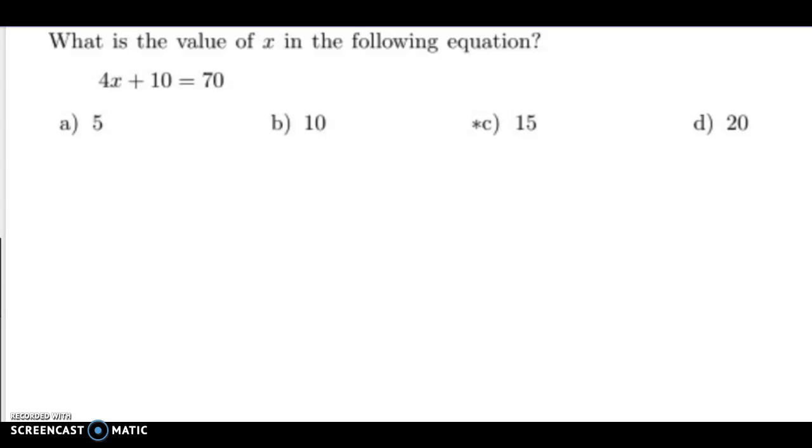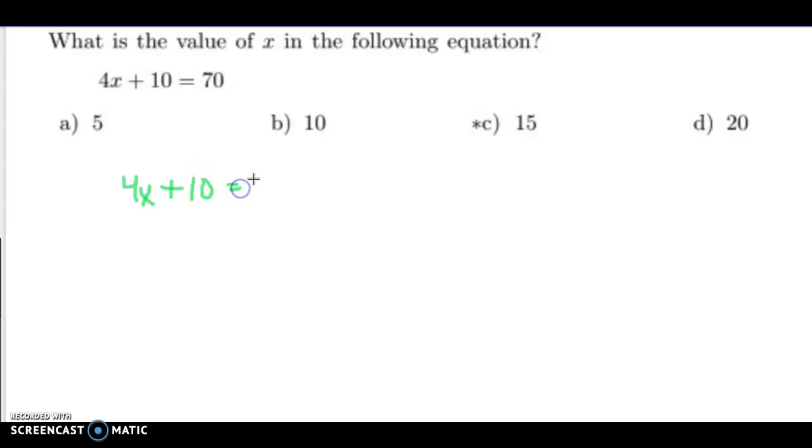Hi everybody, this is CR number 10, helper video number 2. It says 4x plus 10 equals 70, and we have to find the value of x in the following equation. So first thing I'm going to do is go ahead and rewrite it down here. So I have 4x plus 10 equals 70.